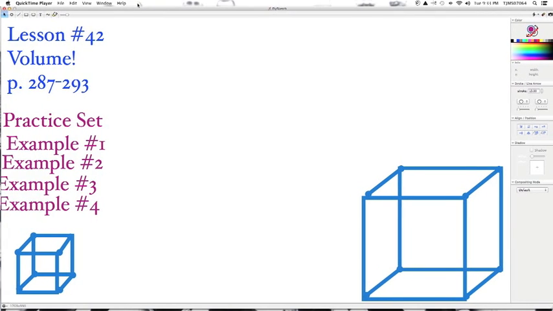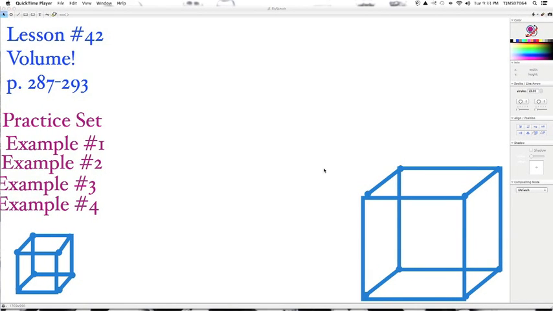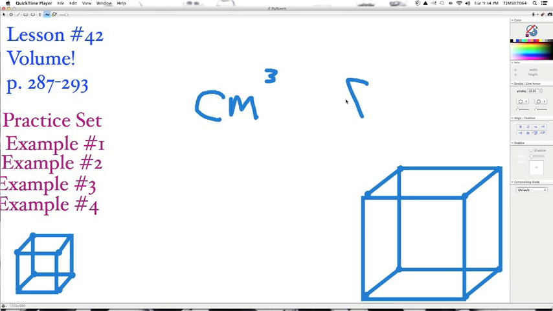This is lesson 42. I'm on page 287 on the bottom, and we're talking about volume. First thing you need to know in volume is when we're talking about volume, we're talking about three dimensions. So when we label something, it's centimeters cubed, 3 dimensions, or it's feet cubed. Before, when we were talking about flat surfaces and 2 dimensions, it would be centimeters squared and feet squared. But we're in 3 dimensions, that's why we are cubed. That's the first thing we need to know.